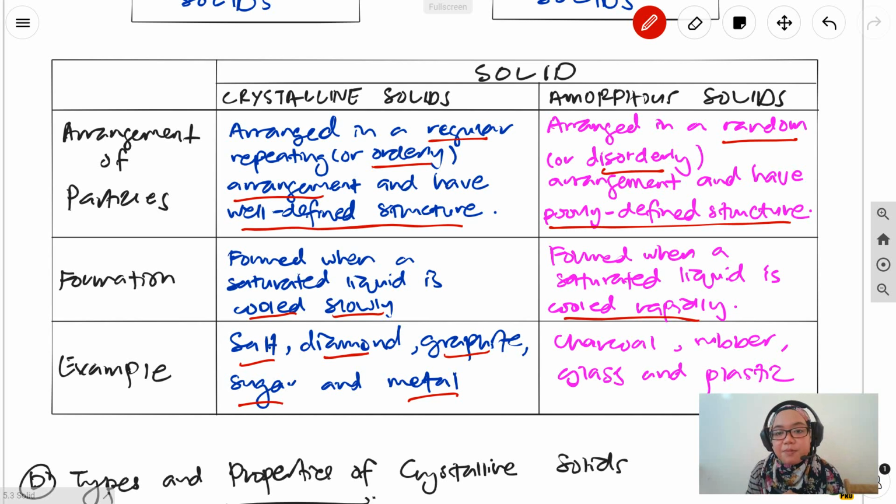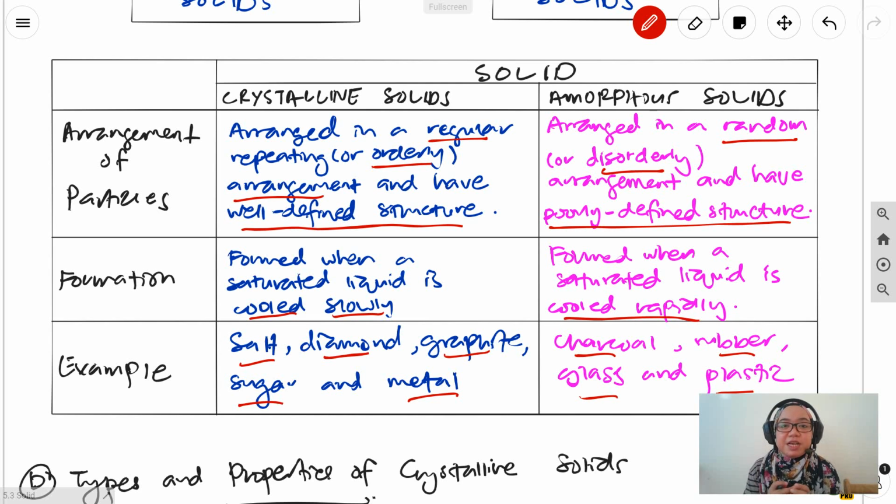However, the examples for amorphous solid are charcoal, rubber, glass, and plastic. So these are the examples for the amorphous solid. So these are the differences between the crystalline solids and amorphous solid in terms of the arrangement of particles and the formation of the solid.